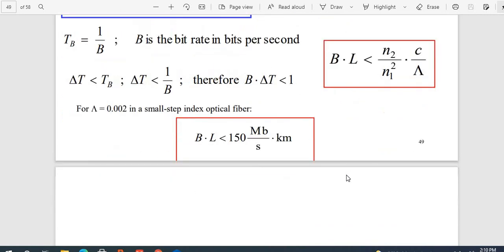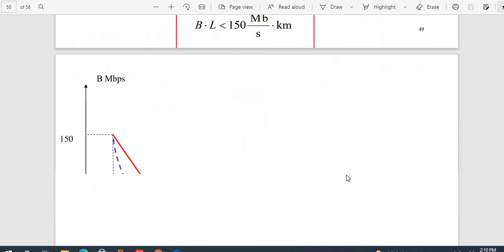So what is actually a? It is nothing but 0.0002 for a small step index optical fiber. So bit rate times length, b into L, we can write as 150. It's a constant value. If you substitute that one, 150 megabits per second into kilometer, I can write that. So this is the way I can represent that particular relation for the bits per second.